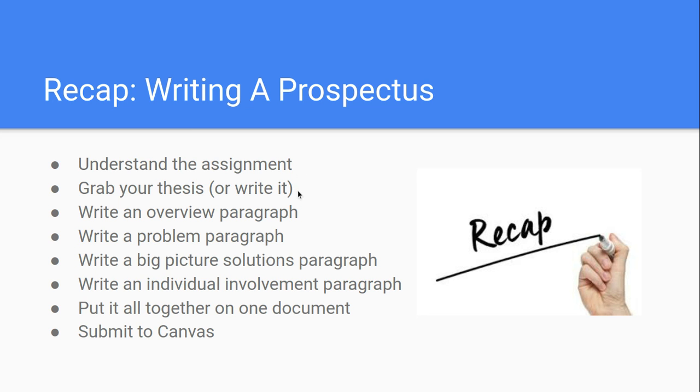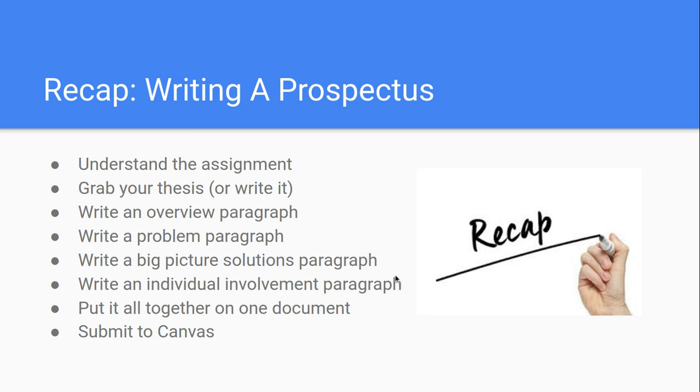Then get your thesis or write it. You can grab it from your annotated bibliography, or you can use the template to write it if you haven't written one yet. Then you're going to write the paragraphs that you need to have for this particular assignment. So your first one is that overview paragraph, including your thesis. The next one is a paragraph about the problem section of your essay. The next paragraph is about the big picture solution section of your essay. And then that last paragraph is about the individual involvement section of your essay.